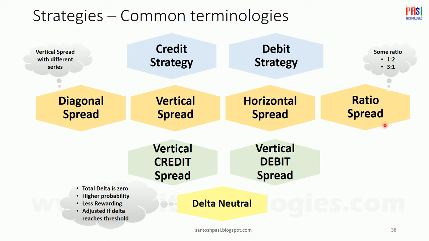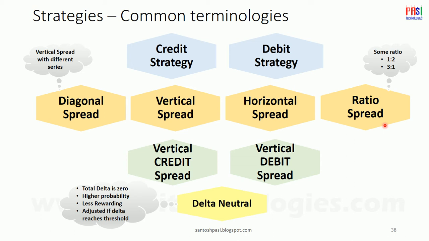Ratio spread means we are buying something one and we are selling something twice, or we are buying one and selling in some ratios. Okay, so that will be known as a ratio spread. There will be some ratios based on your magic numbers. You may have ratio 1:3, 1:2, 1:5, and so on.